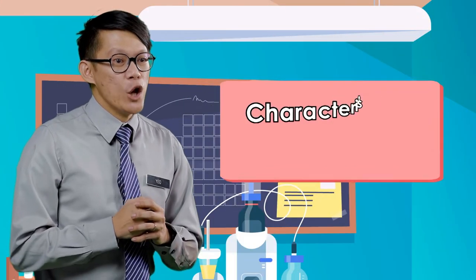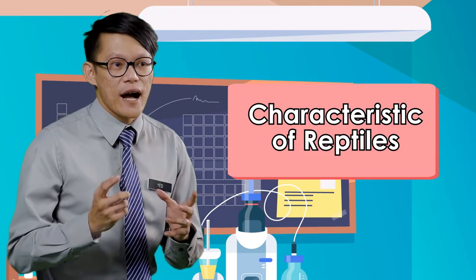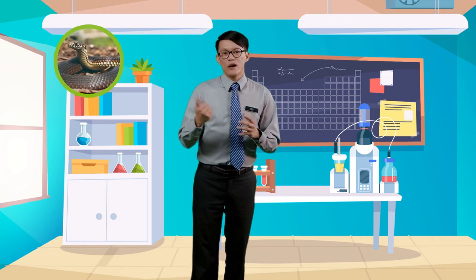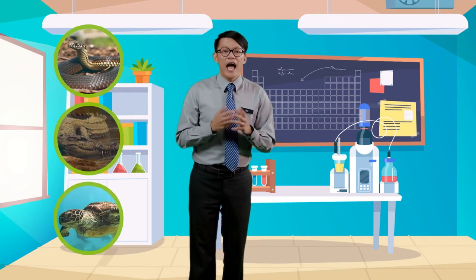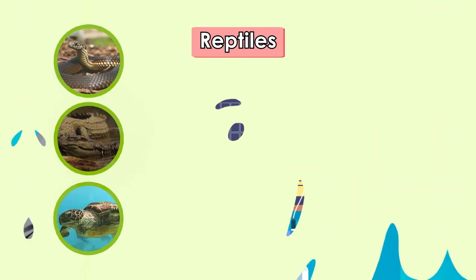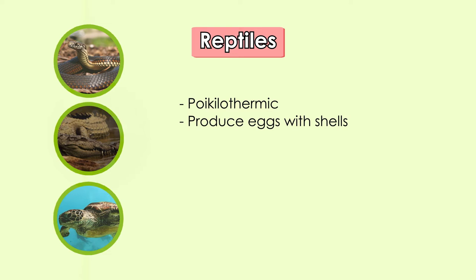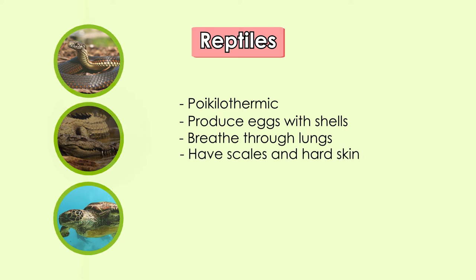Next, let's look at the characteristics of reptiles. Examples of reptiles are snakes, crocodiles, turtles, and more. Like fish and amphibians, reptiles are also poikilothermic, but they produce eggs with shells, and they breathe through lungs. Reptiles have scales and hard skin.